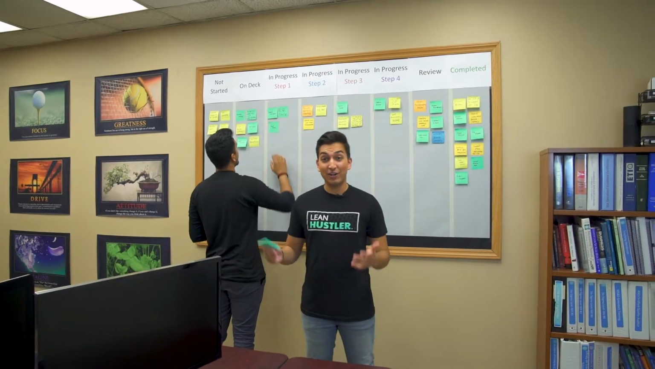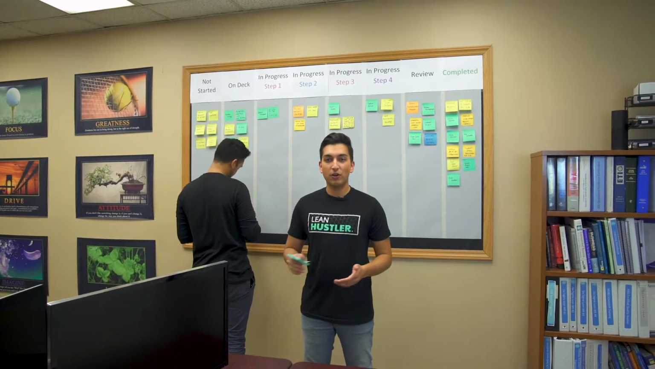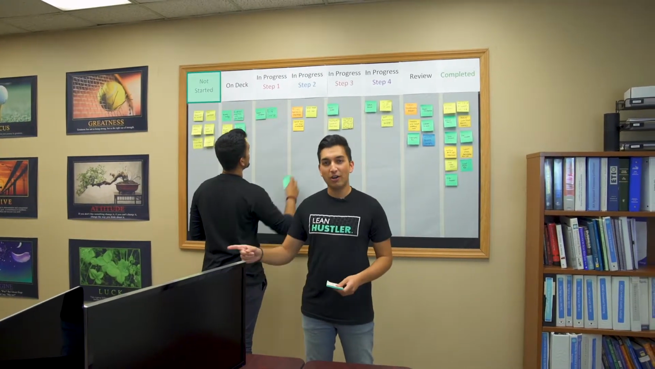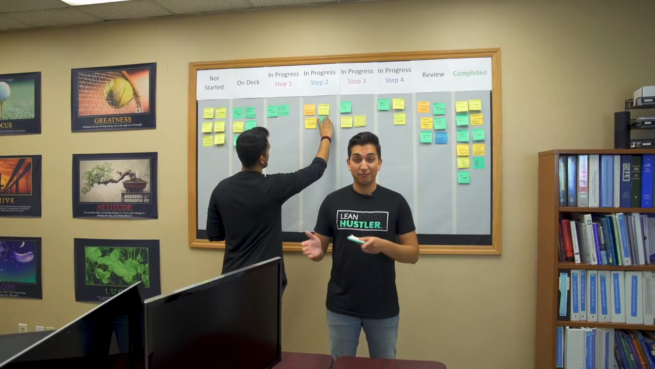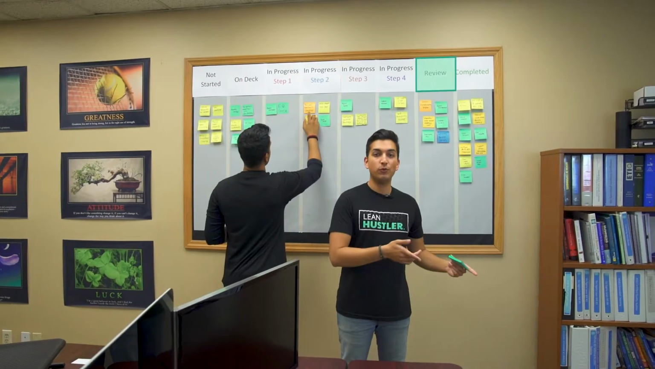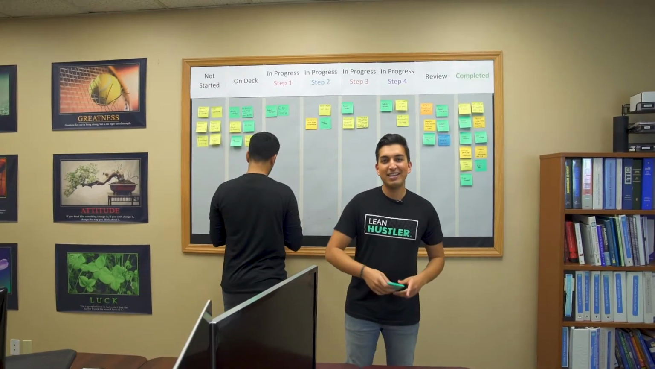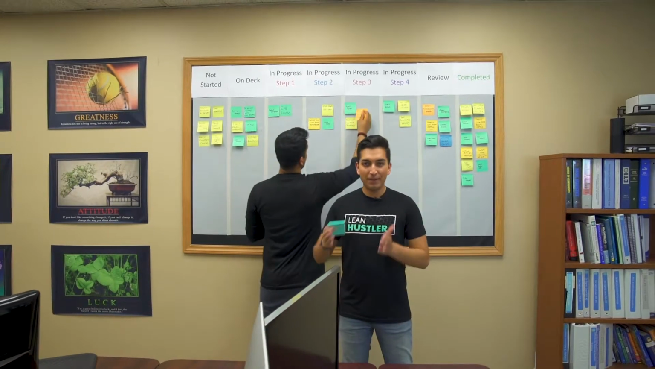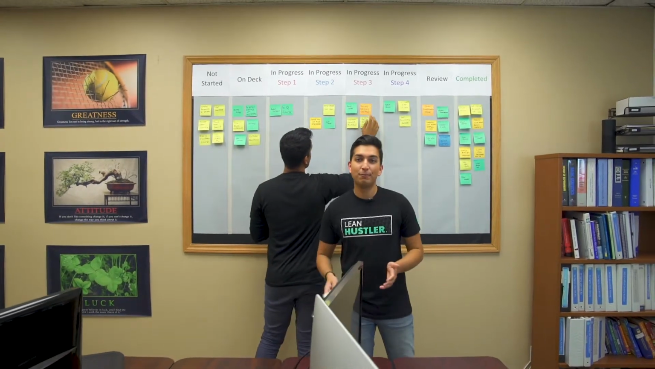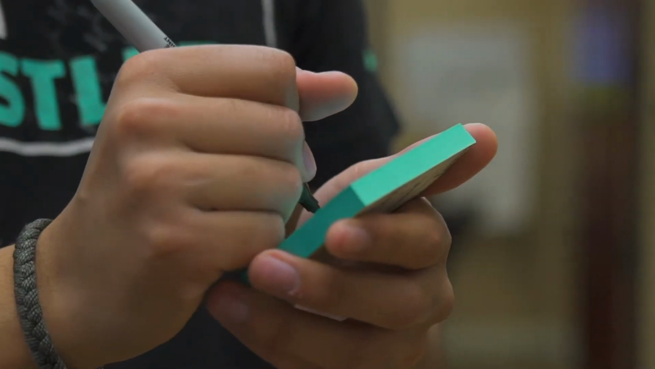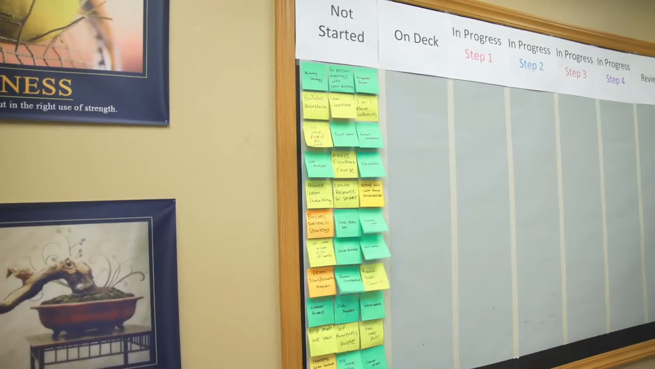You'll start off by creating columns. At the top of the columns, go ahead and put the following. Put not started, on deck, in progress, review, and then completed. And then take your project and break it up into its miniature tasks. You'll put those tasks on sticky notes, and then put all those sticky notes in the not started column.